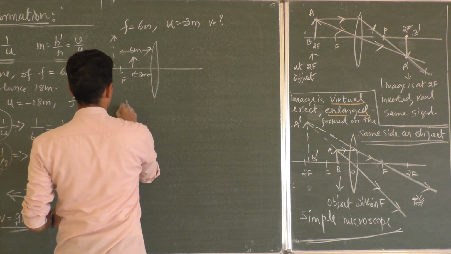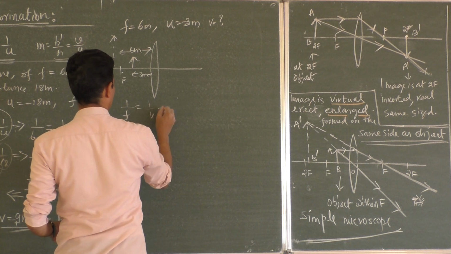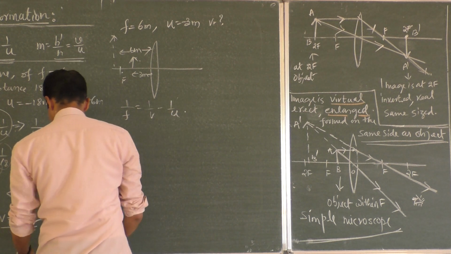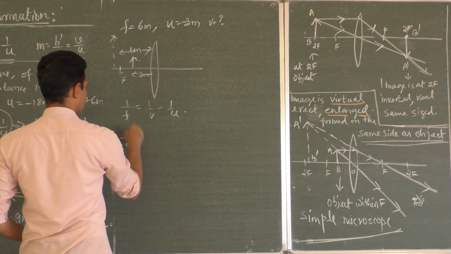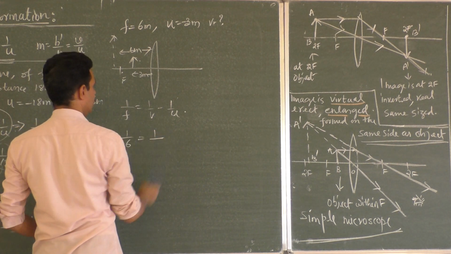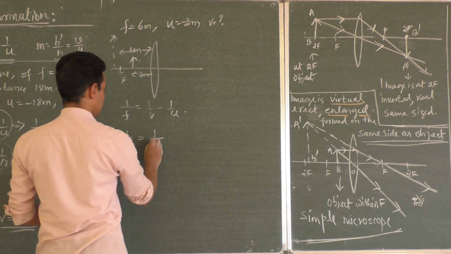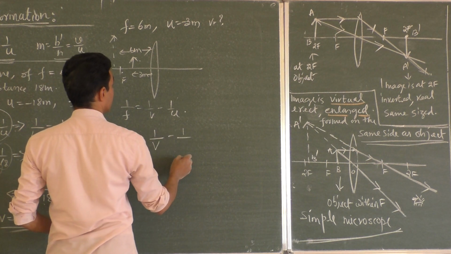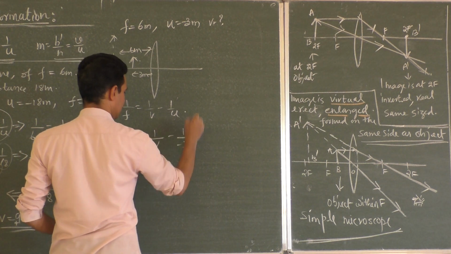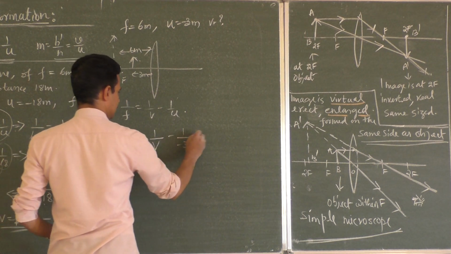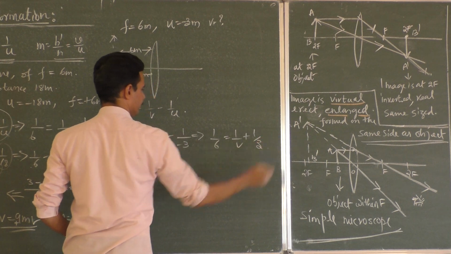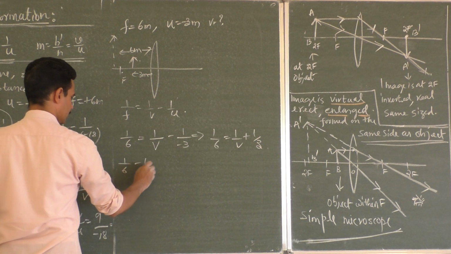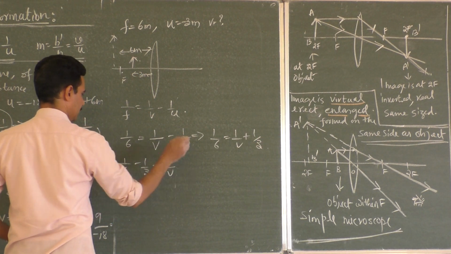1 by f is equal to 1 by v minus 1 by u. 1 by f, 1 by 6 positive, is equal to 1 by v minus 1 by u, u is minus 3. And 1 by 6 is equal to 1 by v plus 1 by 3. 1 by 6 minus 1 by 3 is equal to 1 by v.